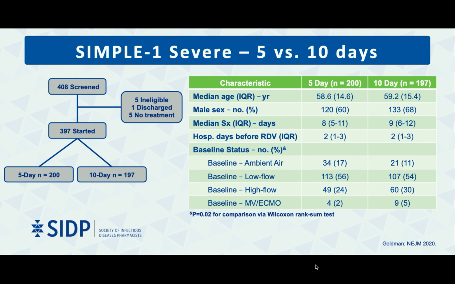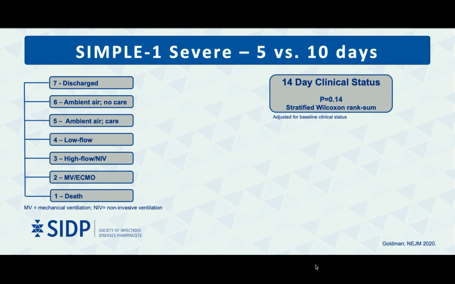Patients in both groups were similar in age. There was a slightly higher proportion of male patients in the 10-day group, 60 versus 68%. There was a significant difference in baseline clinical status, with the 10-day group having a higher proportion of patients in the high flow and mechanical ventilation or ECMO groups. This difference in baseline clinical status was statistically significant, but was also accounted for in the analysis.